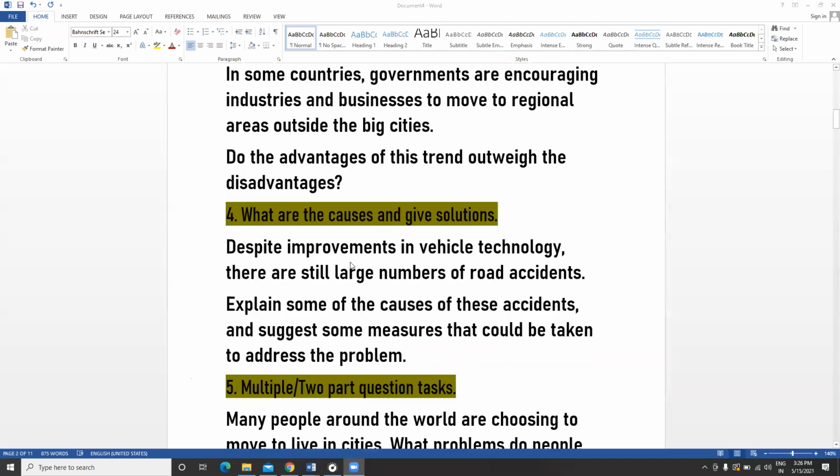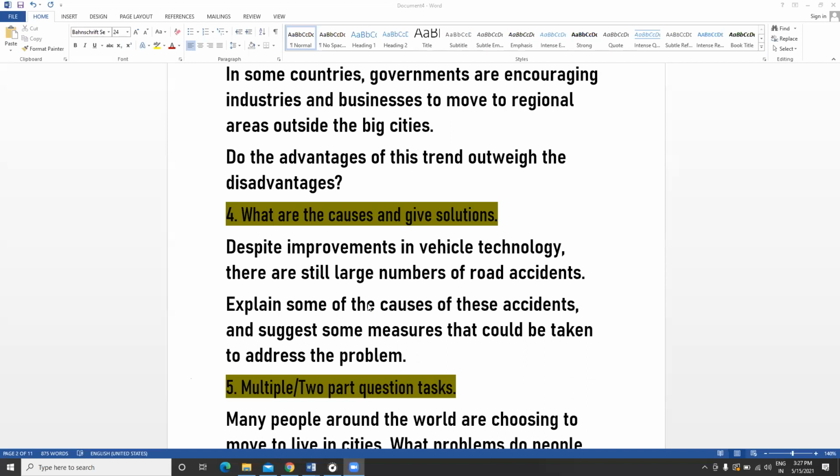The fourth question type which we have is cause and effect, problem solution, cause and solution, like this. Have a look. Despite improvements in vehicle technology, there are still a large number of road accidents. Explain some of the causes of these accidents and suggest some measures that could be taken to address the problem. So basically, if you read this kind of question, here we are asking about major problems which are happening and the possible solution. So we get to know it's a kind of problem solution essay.